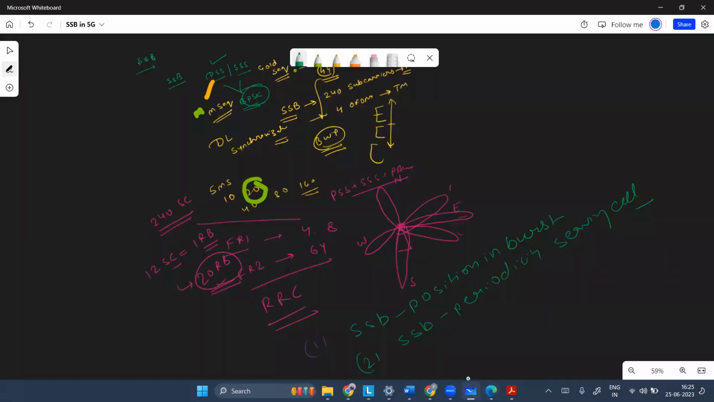So let's go to the board. PSS has 127 subcarriers, and above we have 9 subcarriers unused and below we have 8 subcarriers. 9 plus 8 is 17, so 127 plus 17 is 144 subcarriers. 12 subcarriers make 1 RB, and 12 times 12 is 144. So it means it consists of 12 RBs, right?